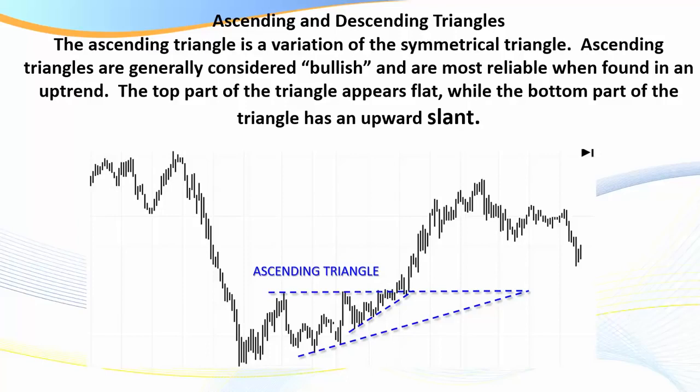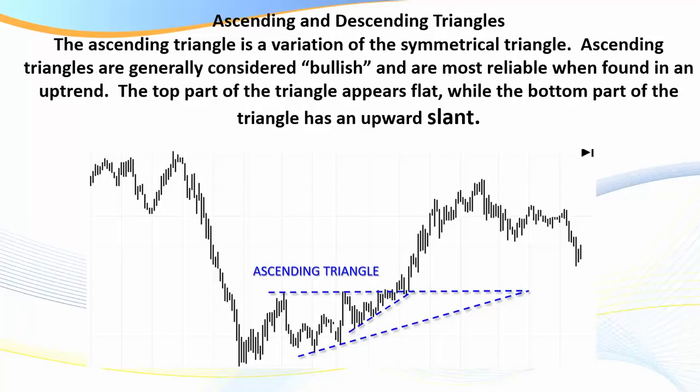So ascending and descending triangles: the ascending triangle is a variation of a symmetrical triangle. Ascending triangles are generally considered bullish and are most reliable when found in an uptrend. The top part of a triangle appears flat, while the bottom part of a triangle has an upward slant. And you can see there's basically two triangles here within the one. You can see a smaller one, you've got the bigger picture, and you've then got a smaller one forming.